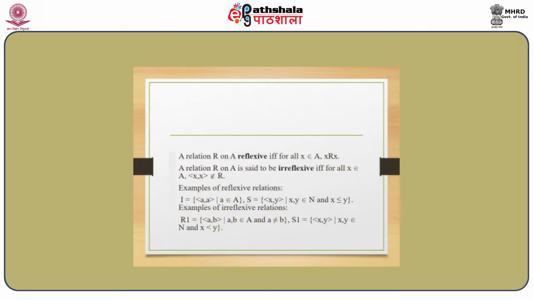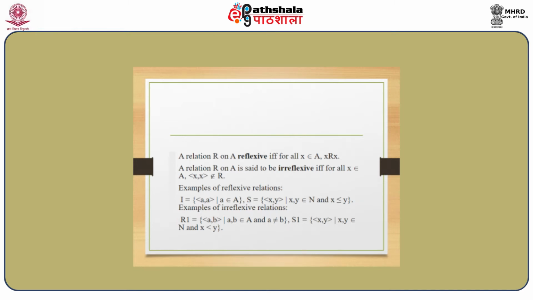A relation R on A is said to be reflexive if and only if for all x in A, x R x. A relation R on A is said to be irreflexive if and only if for all x in A, (x, x) is not a member of R, which means x is not related to itself.